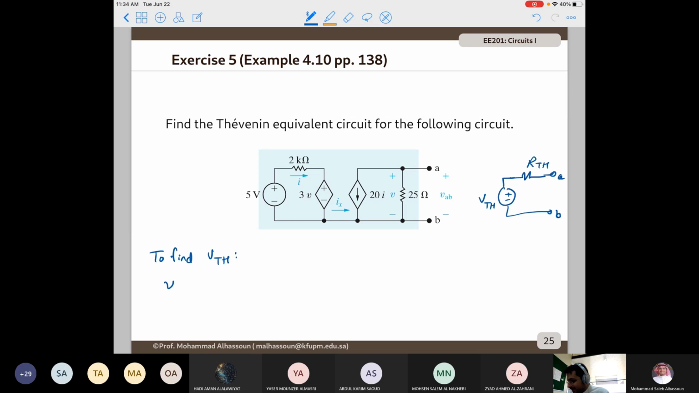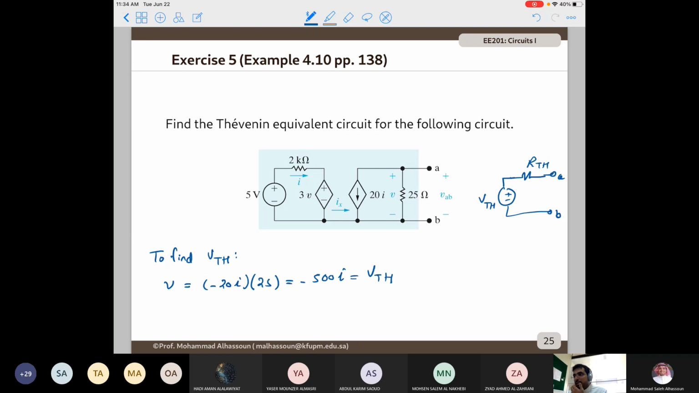It's going to be what? Minus 25 times 20i. Minus 25, which is minus 5. Okay, let's write it this way. It's minus 20i multiplied by 25, which is going to be minus 500i, and this is going to be V Thevenin.